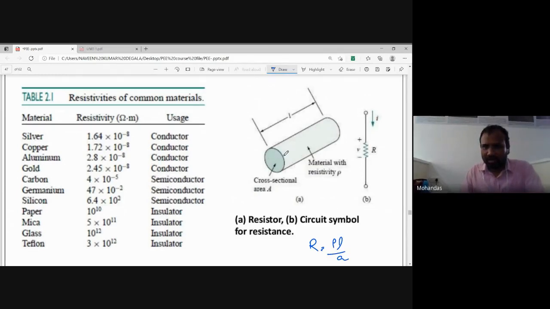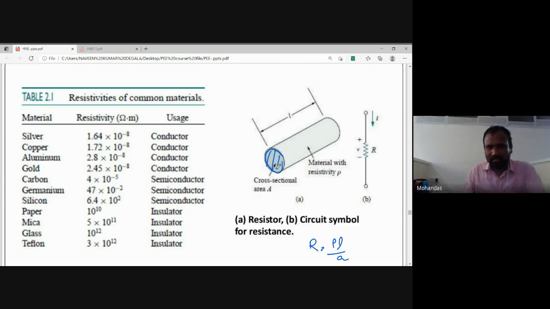See, if you take a copper conductor, the length of the copper conductor is L. And this is the cross-sectional area. What do you mean by cross-sectional area? If you cut that conductor, you can see this cross-section. Imagine it in 3 dimensions. This is the cross-sectional area A, and the material has a resistivity. This is the specific resistivity. The equivalent of a conductor can be represented by this symbolic representation of R.